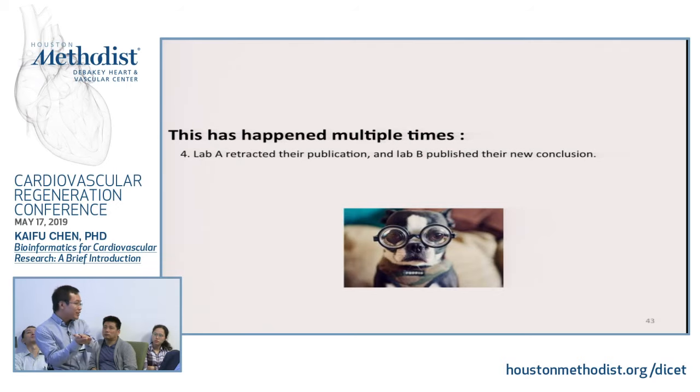And then 2 years later, another lab found they analyzed the data in the wrong way. So then lab A retracted their paper from Nature. Then lab B published the paper in Nature. So published in the same journal based on the same data. So try to avoid this.